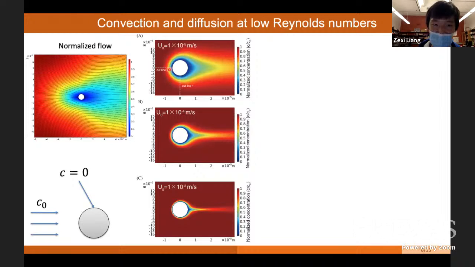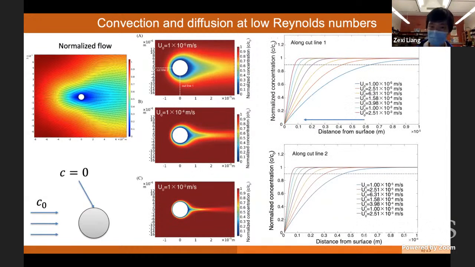We call this regime the depletion regime, where the concentration drops. And then as the flow rate keeps increasing from 10^-4 to 10^-3, we found that the depletion regime shrinks as the flow increases. So this probably tells a lot of difference when the diffusion layer gets thinner at a higher flow rate.